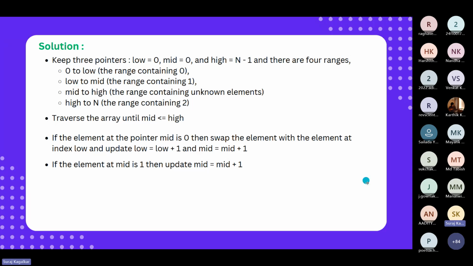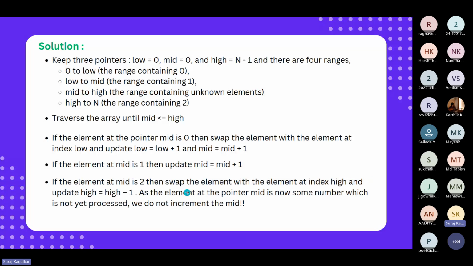I don't see anything, so let's just proceed as, okay, mid minus equal to 1. I don't think that would do anything. No, that would not do anything because everything in the range from mid to high represents unknown elements. By decrementing mid, I don't think we are doing something useful. Swap with high, yes, that is what we would do. We swap with high and update high.